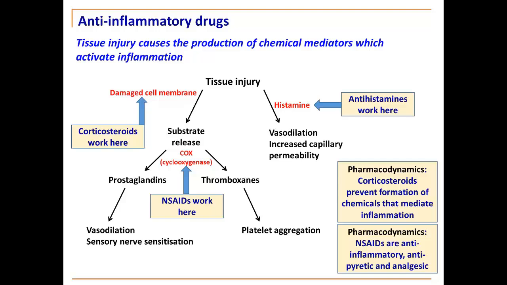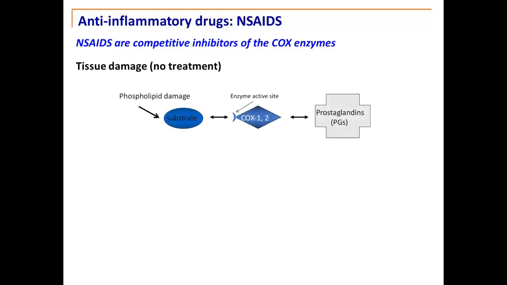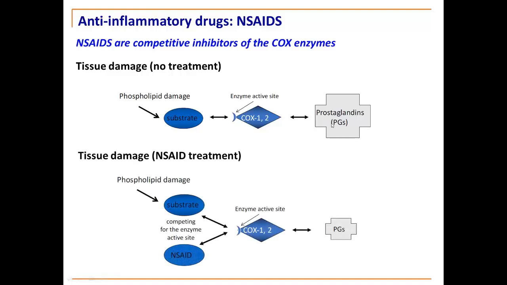And of course, NSAIDs are competitive inhibitors of the COX-1 and 2 enzymes. So like we said, the NSAIDs are competitive inhibitors of the COX enzyme. If you have some tissue damage, you're damaging your membranes, releasing the substrate. That substrate reacts with the COX-1, 2 enzymes, and you get a large amount of prostaglandin release, which means you have a high inflammatory response. If you are treating with NSAIDs, you still get that phospholipid damage, you still get that substrate forming, but now the NSAID is competing for the enzyme active site. So we therefore get less prostaglandin release and therefore a lowered inflammatory response.